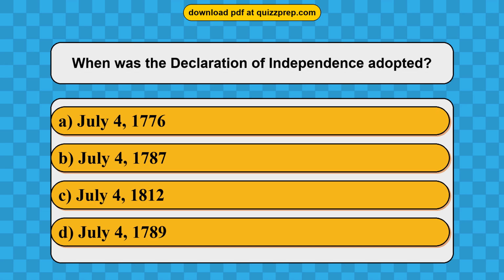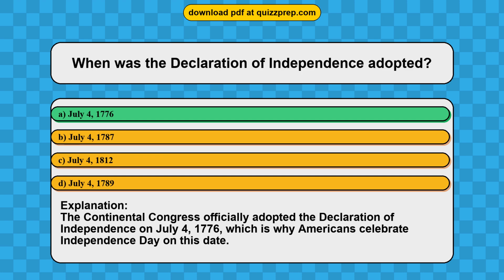Question 12. When was the Declaration of Independence adopted? Option A. July 4, 1776. Option B. July 4, 1787. Option C. July 4, 1812. Option D. July 4, 1789. The correct answer is option A. July 4, 1776. The Continental Congress officially adopted the Declaration of Independence on July 4, 1776, which is why Americans celebrate Independence Day on this date.